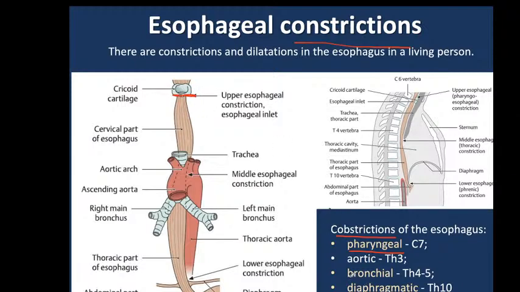This is a bronchial constriction. This is the level of the left bronchus. And when the esophagus comes through the diaphragm, that is the diaphragmatic constriction. They are visible in a living person, in a dying person, in a corpse. But two of them, the cardiac and aortic constrictions, are visible only when people are alive.